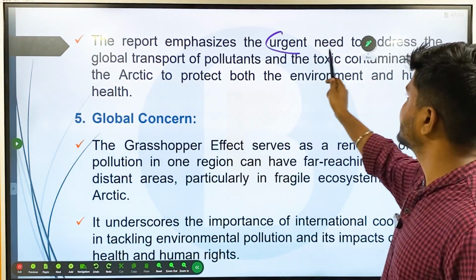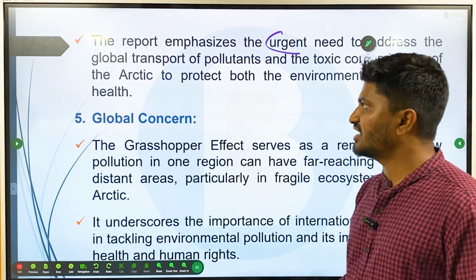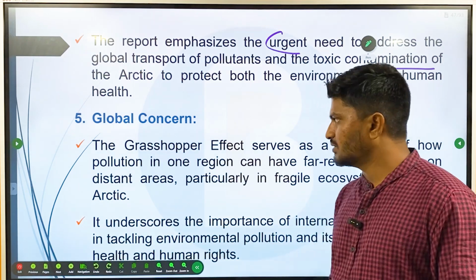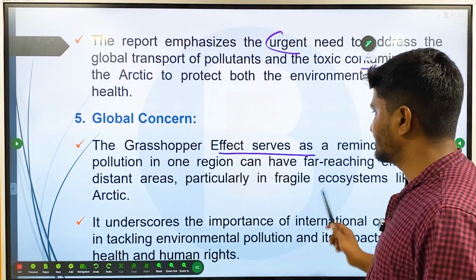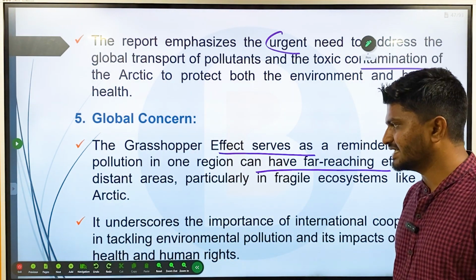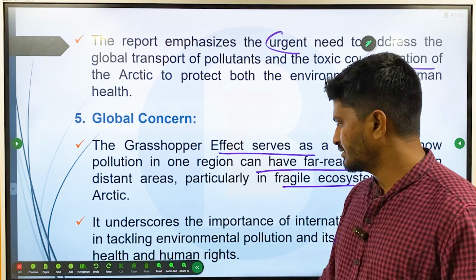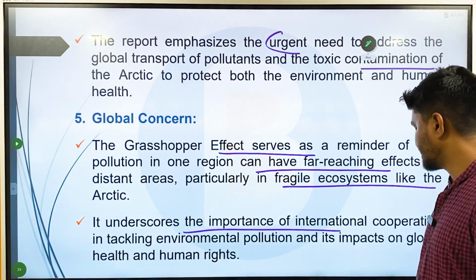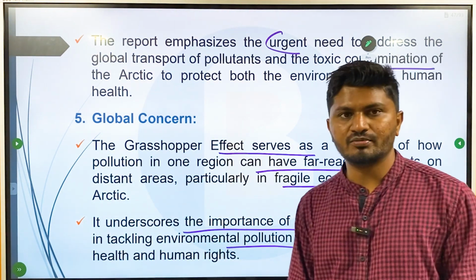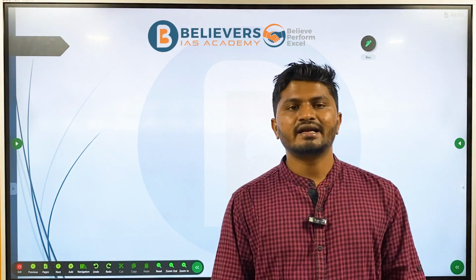Then the report emphasizes the urgent need to address the global transport of pollutants and the toxic contaminants of the Arctic to protect both environmental and human health. This is also a global concern, meaning the grasshopper effect serves as a reminder of how pollution in one region can have far-reaching effects on distant areas, particularly in fragile ecosystems like that of the Arctic. This underscores the importance of international cooperation in tackling environmental pollution and its impact on global health and human rights. Very important. So this is why the grasshopper effect is in the news.